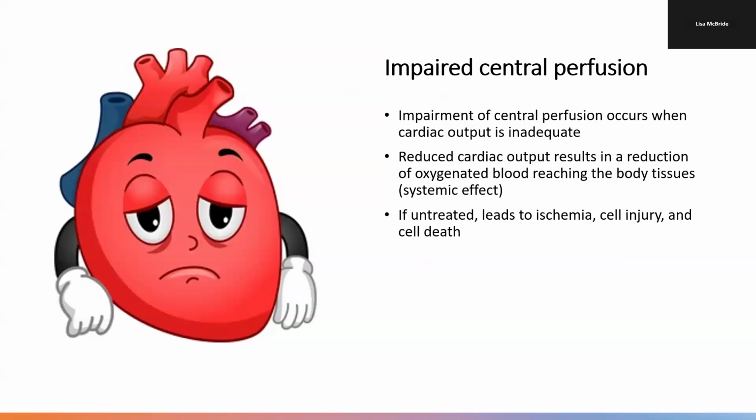If untreated and our heart continues to be impaired, and it's not getting enough blood to our legs and our arms and our fingers and our toes and our brain, that leads to ischemia, which is basically cellular death and injury because it's not getting enough oxygen and not enough nutrition from the blood in the body.